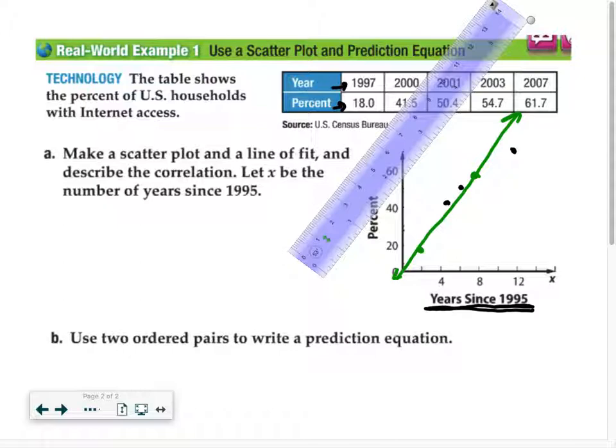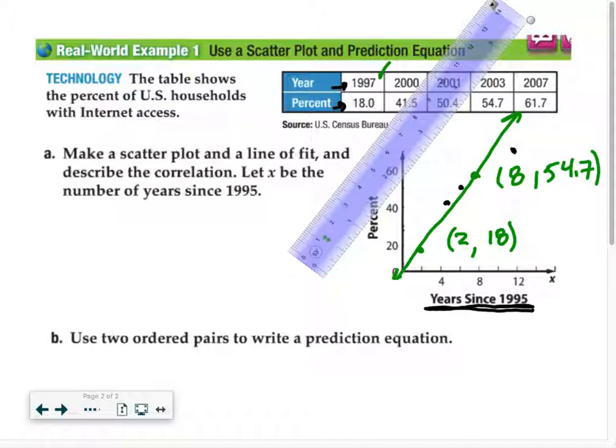Those ordered pairs, that was 2. It was 97 was the year, but that's a year since 95. So 2 and then 18, and the other point would have been, well, that's our 03 point. So that's 8 years since 95. So 8 and 54.7 is the ordered pairs.